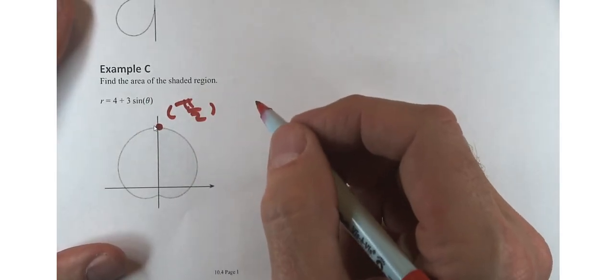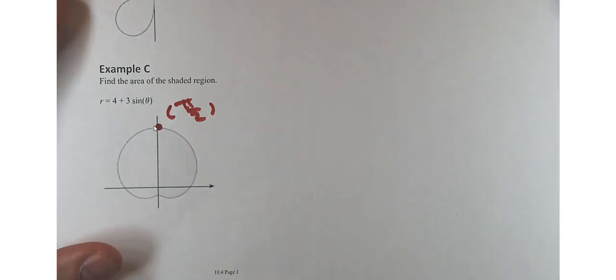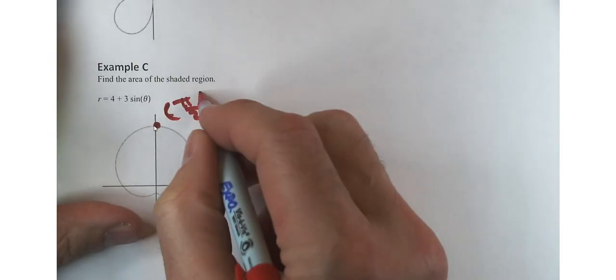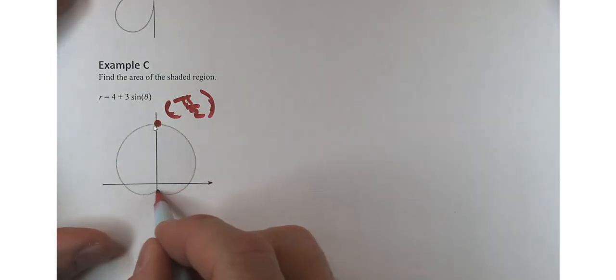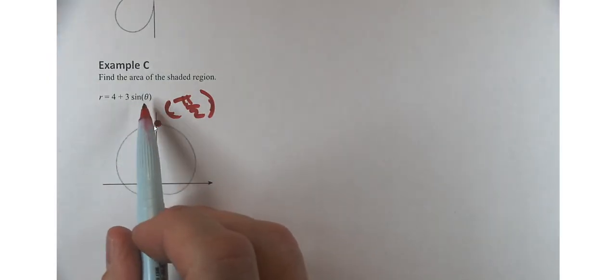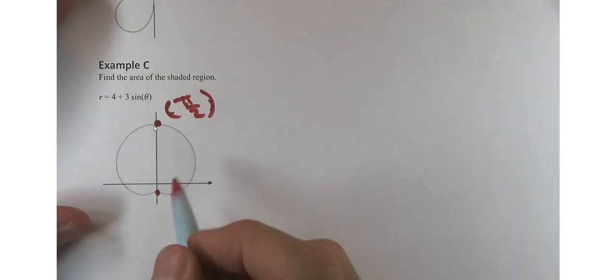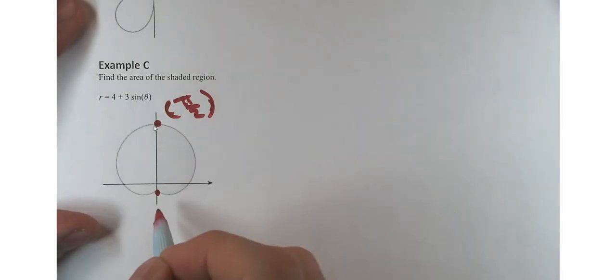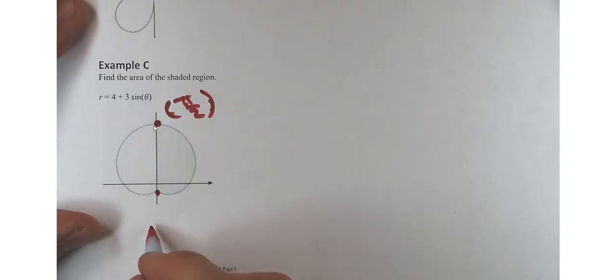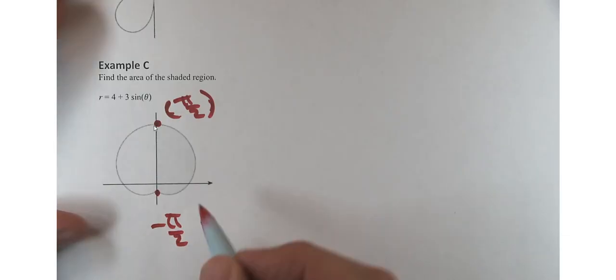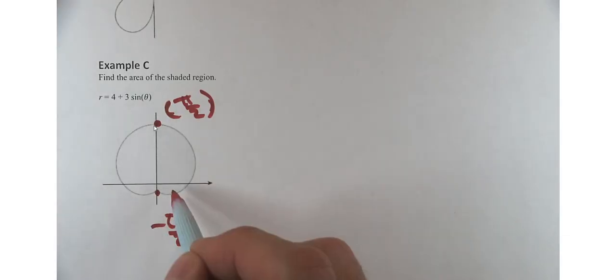Actually, I think I should put it the other way around. Usually r, theta. In any case, this point is going to be at pi over 2. How about this point? What's the smallest that sine of theta can be? Somebody already got the largest. What's the smallest that it can be? Yeah, 3 pi over 2, or if I go the other way, negative pi over 2, right? Because at negative pi over 2 or positive 3 pi over 2, you're going to be here.